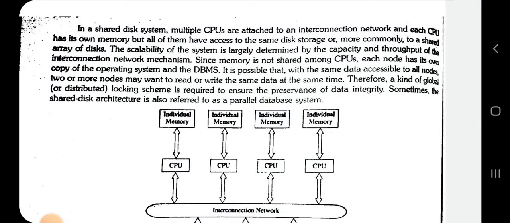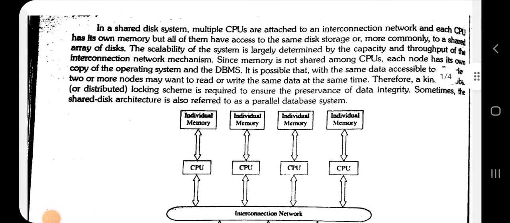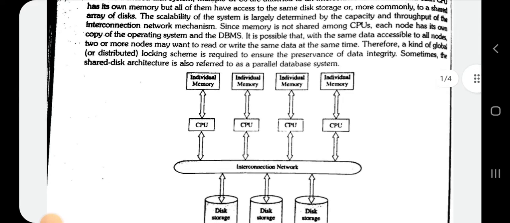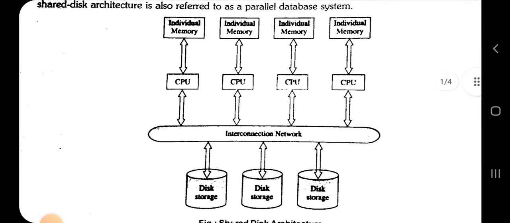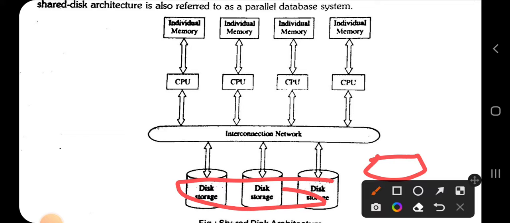While we are discussing the shared disk system, first you need to understand the architecture. See the picture. Before going into the theoretical part, you will understand by looking at this picture itself. In the previous one, we had a shared memory shared by all the CPUs connected to the interconnection network. But here, in the shared disk system, we are sharing the disk in which we store the database.